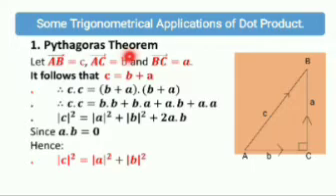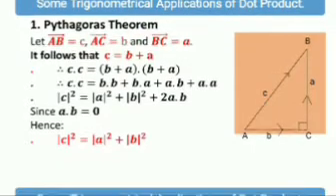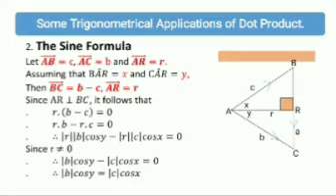So we have used dot product to prove what? Pythagoras theorem. Now the second one, let's use dot product to prove the sine formula also. Sine formula. We want to prove that a over sin A is equal to b over sin B, which is equal to c over sin C. That is where we are going to.